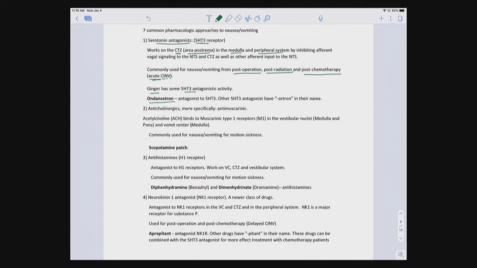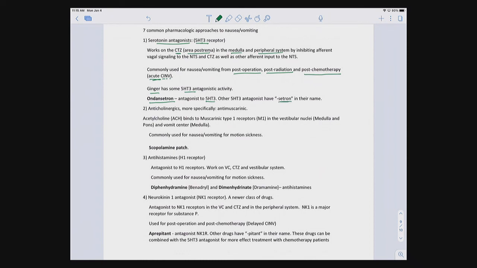Ondansetron is a common drug that falls into this category of serotonin antagonist. So it's going to be binding to the 5-HT3 receptor, blocking the activity of serotonin. There are other drugs with other names that have the same mechanism, but they're easily recognized because they're going to have the citron at the end of their name.